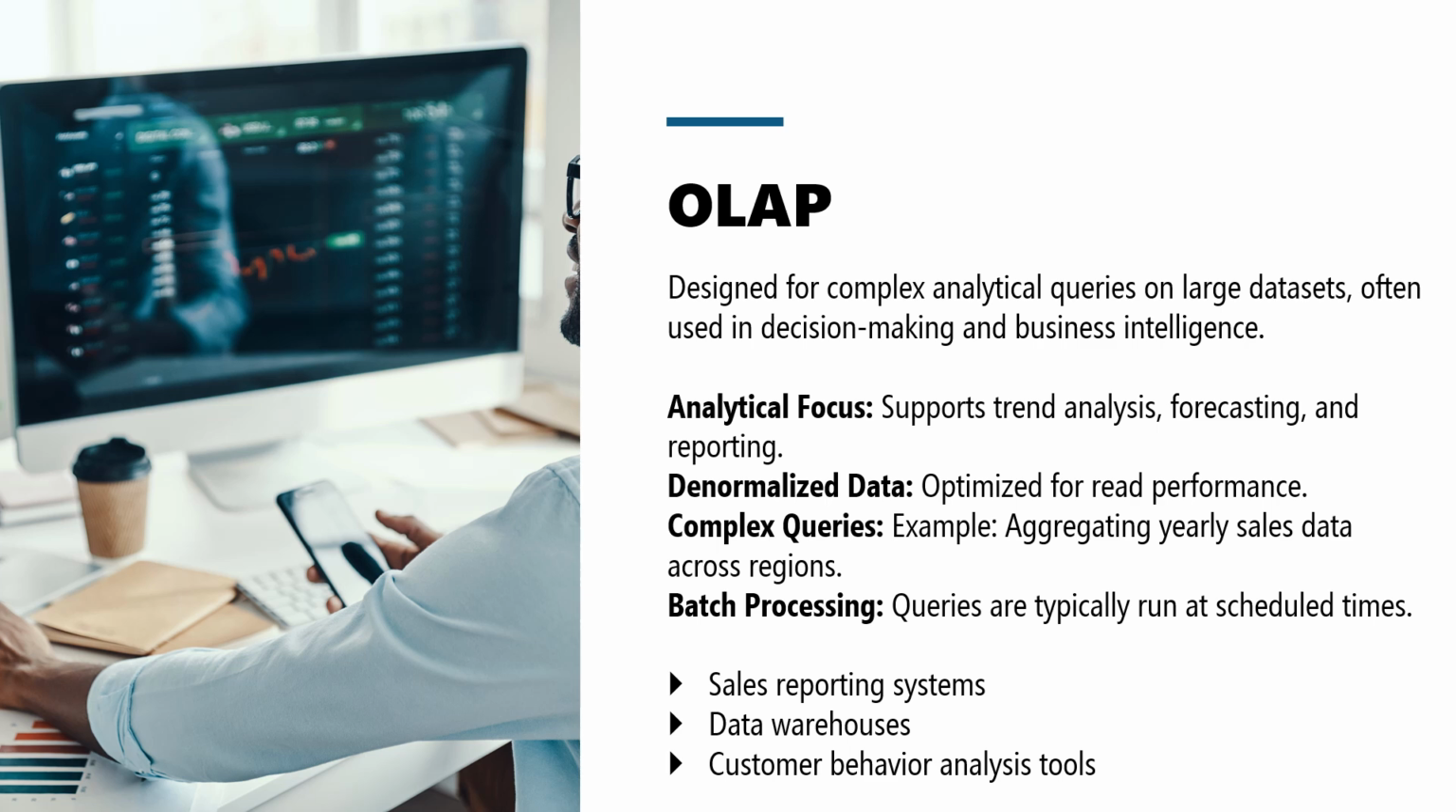Finally, OLAP uses something called multi-dimensional analysis. This means you can view data from different perspectives, like by time, product, or geography, what's often referred to as slicing and dicing. An OLAP system lets you quickly analyze sales data across multiple dimensions, such as time, store location, and product category. You can even create interactive dashboards that make it easy to spot trends or outliers.